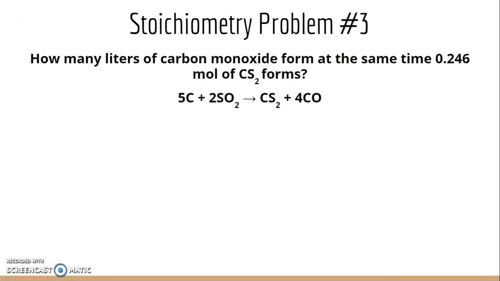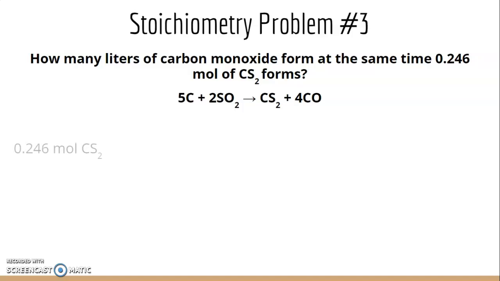So, this problem reads, how many liters of carbon monoxide form at the same time 0.246 moles of CS2 form? So, let's break this problem down. In this problem, we are actually given a chemical equation. Would you look at that? And we are also given in our problem 0.246 moles of CS2, and we want to figure out how many liters of carbon monoxide are going to form. Well, we have identified what we are given and what we want.